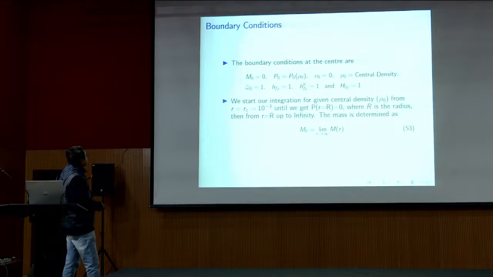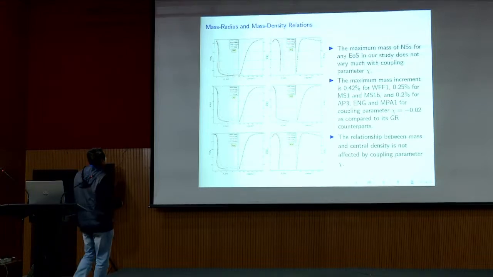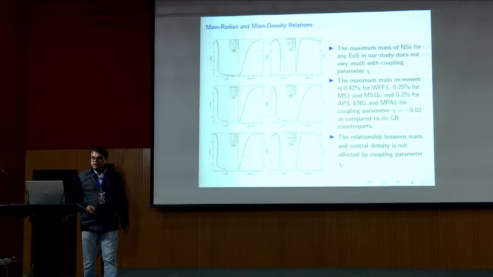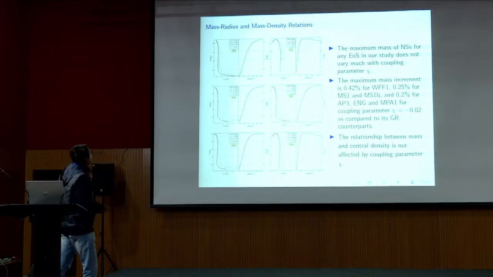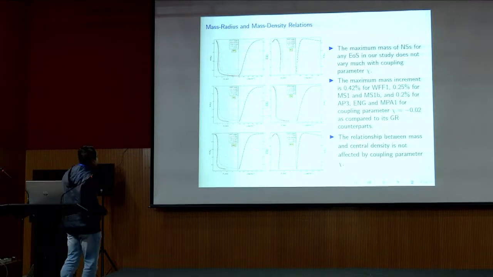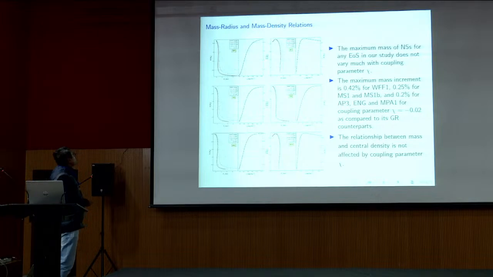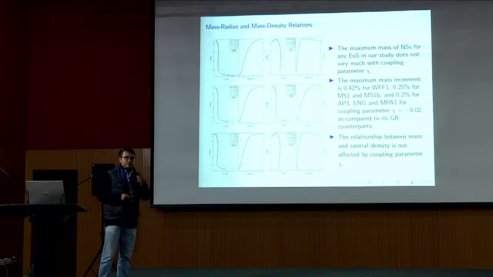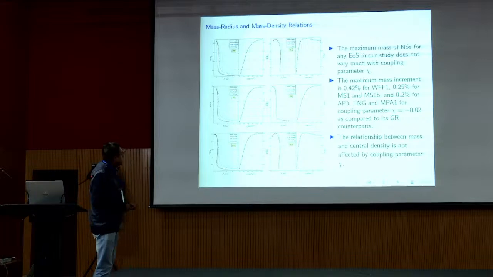Now, after getting all these parameters, all these values, we are trying to plot them. Here we have six different realistic equations of state, and for each there are two types of graph. The right-hand side graph is the mass-density curve, and here is the chi parameter, that is the coupling parameter.